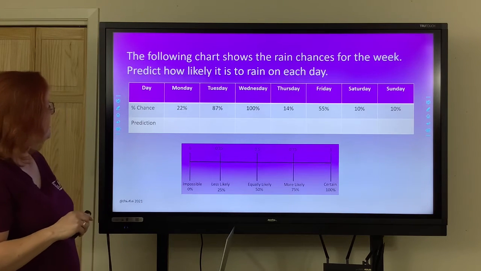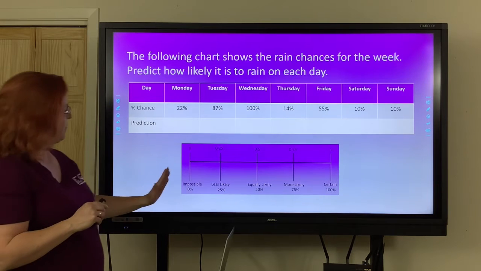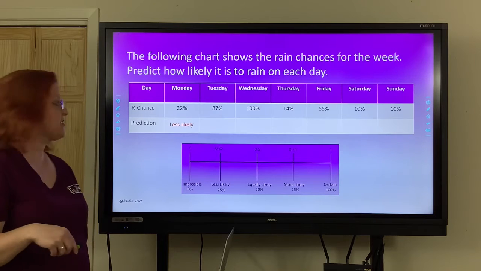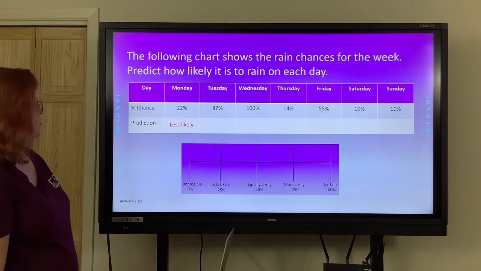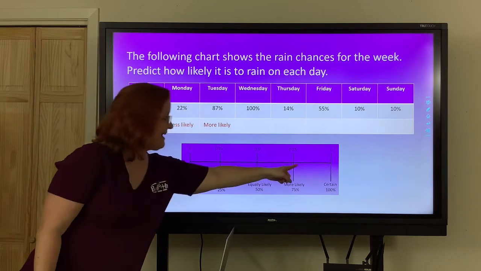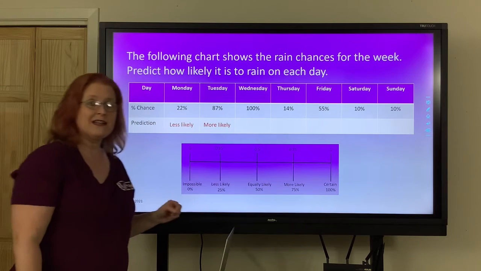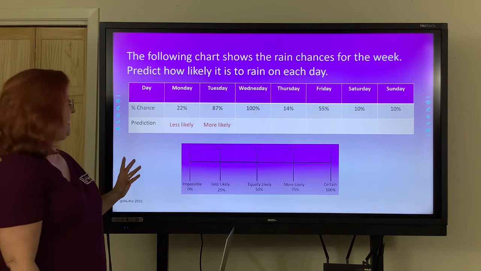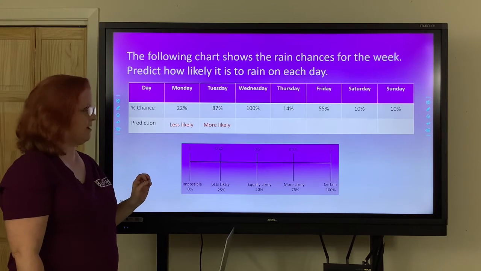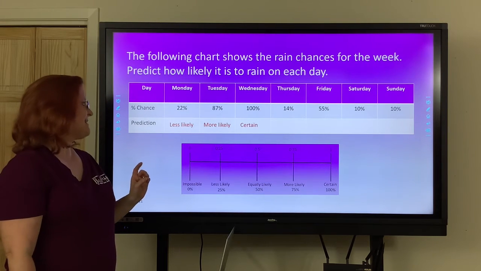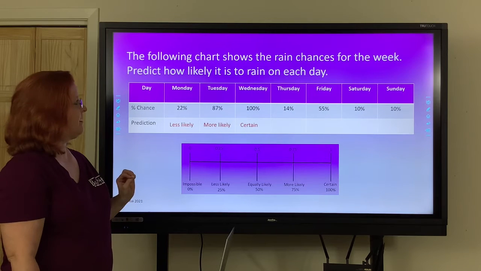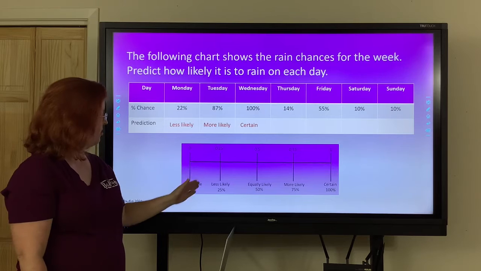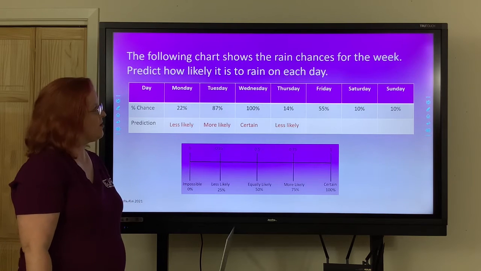All right, so Monday is 22%. Well, if you place that on your scale here, it's down here, so it is less likely to occur. Tuesday at 87%, that's way down here, so it's definitely more likely to occur. I wouldn't recommend planning outdoor activities on that day. Wednesday, 100%, that says it's certain to rain. Thursday, 14%, 14% is way over here, so it's less likely.